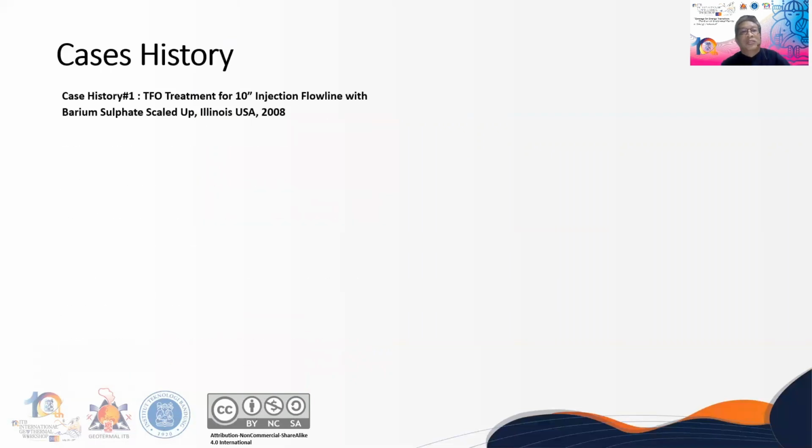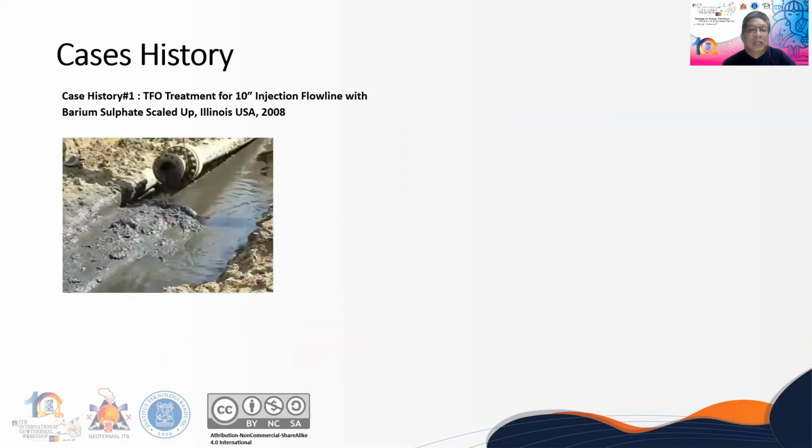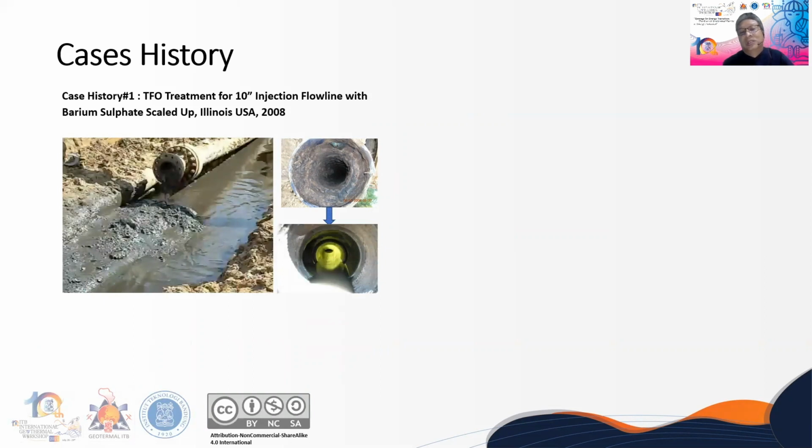We have some case history. The first is a TFO treatment for a 10-inch injection flow line with barium sulfate scale in Illinois, USA. This is the flow line full of scale, this is before treatment, and this is after treatment. You can see that it is very clean inside the pipe. So we can show you how the TFO works.